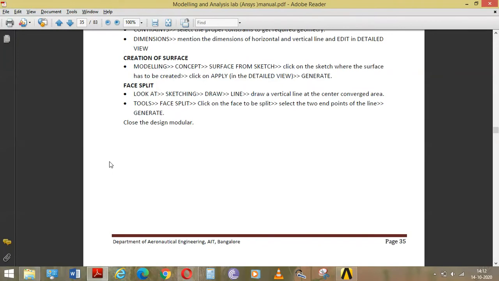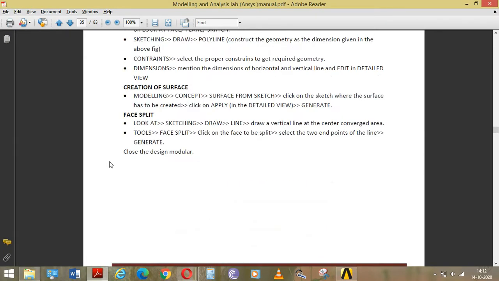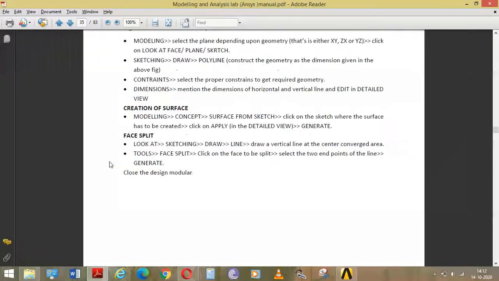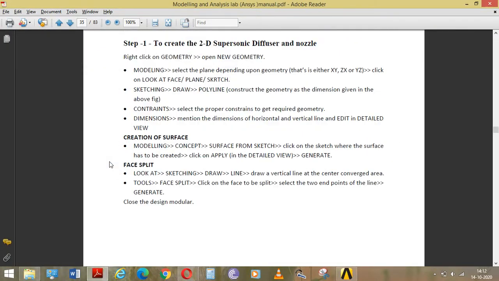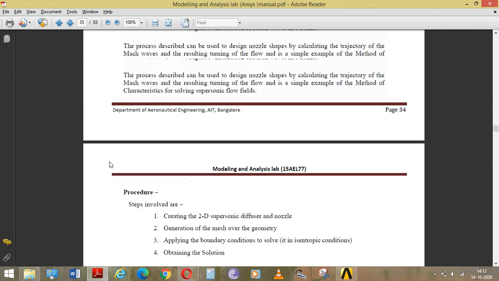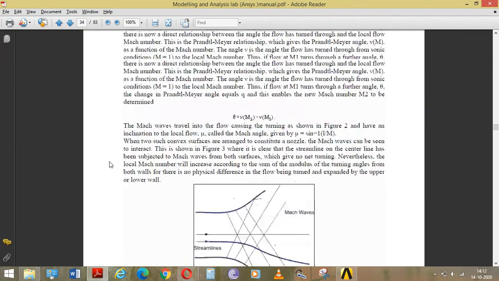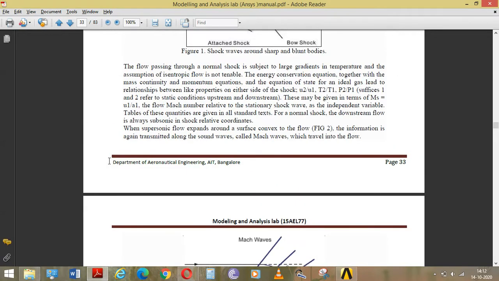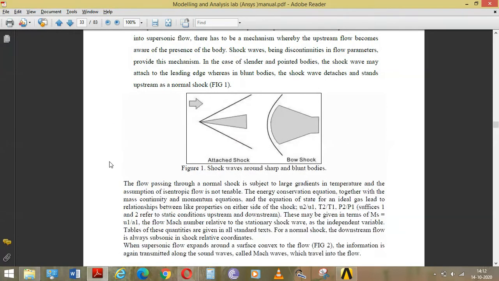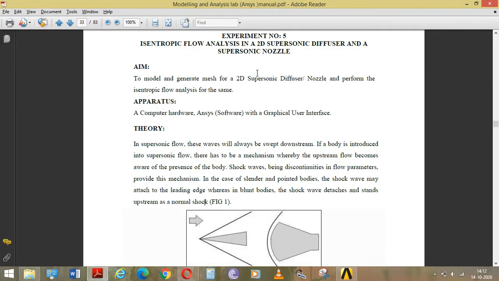So with all that in mind, now we'll visualize what we have studied through ANSYS Fluent. We'll design a simple geometry and simulate a supersonic flow through that geometry. It's been specified that we have to use a diffuser and a nozzle, so we'll study the flow through a diffuser and nozzle for a supersonic flow.